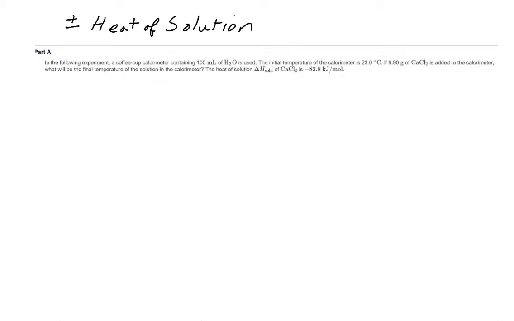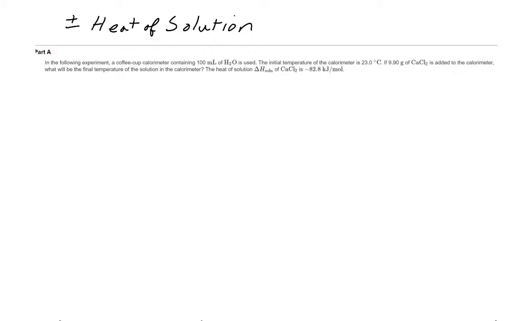Okay. In the following experiment, a coffee cup container containing 100 milliliters of water is used. The initial temperature of the calorimeter is 23 degrees Celsius. If 9.90 grams of calcium chloride is added to the calorimeter, what will the final temperature of the solution in the calorimeter be? The heat of solution of calcium chloride is 82.8 kilojoules per mole.